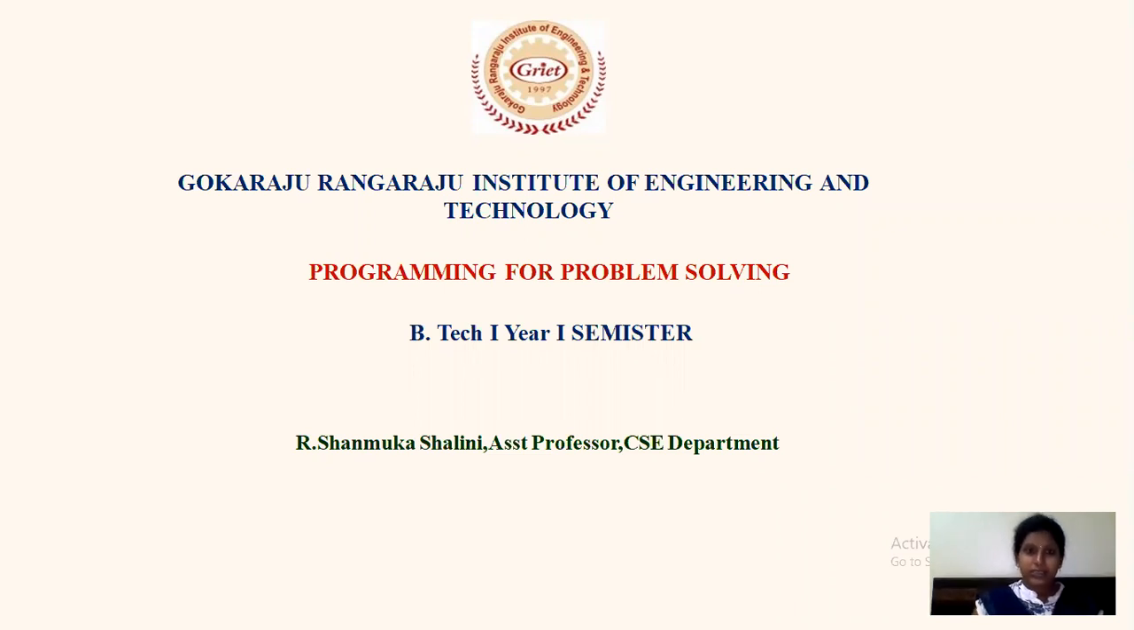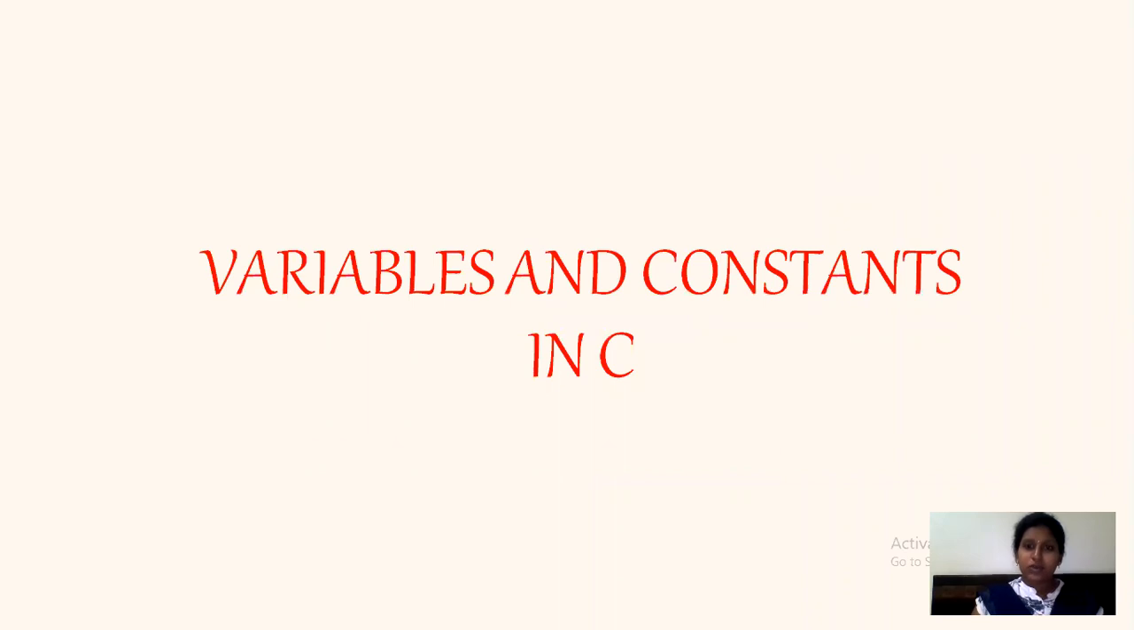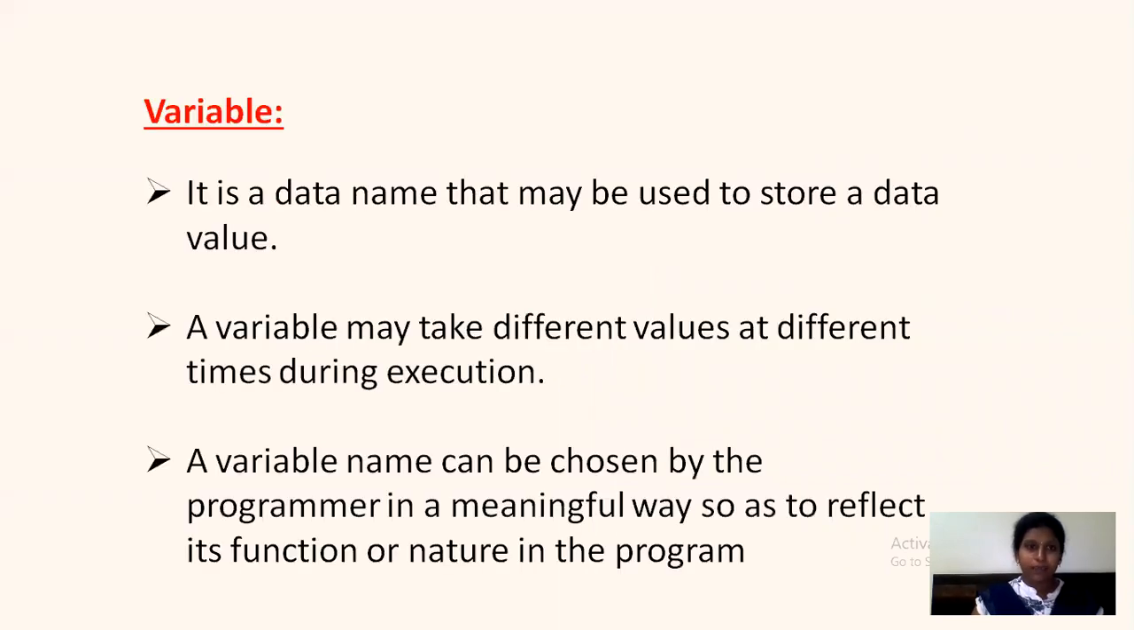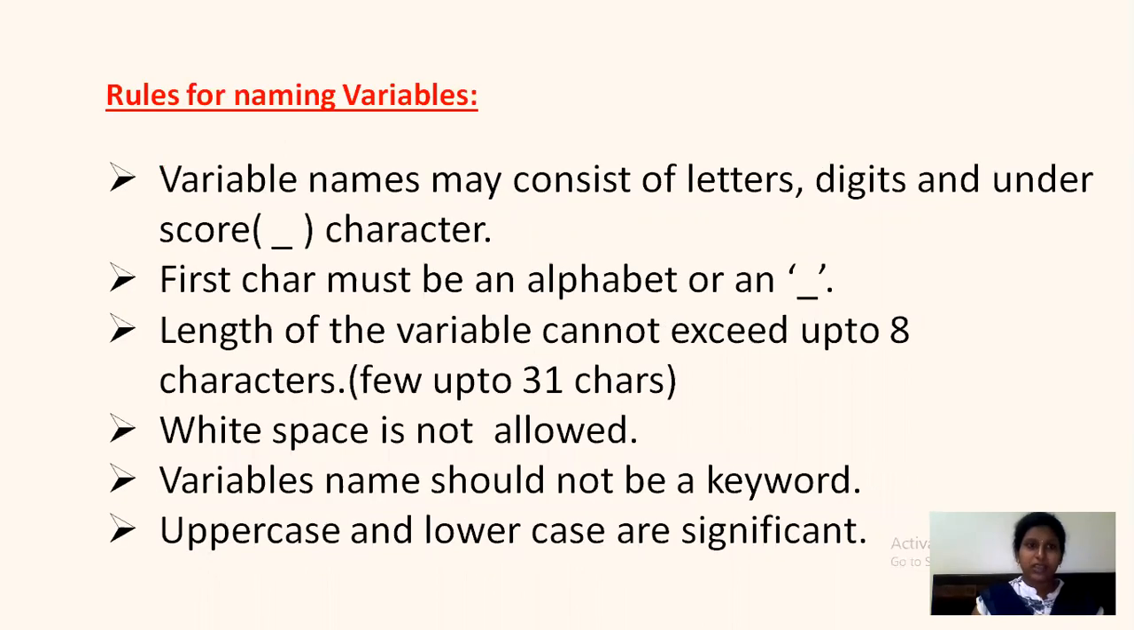Today's topic is variables and constants in C. Let's see what we mean by a variable. It is a data name that may be used to store a data value. A variable may take different values at different times during execution. A variable name can be chosen by the programmer in a meaningful way so as to reflect its function or nature in the program. Rules for naming variables.